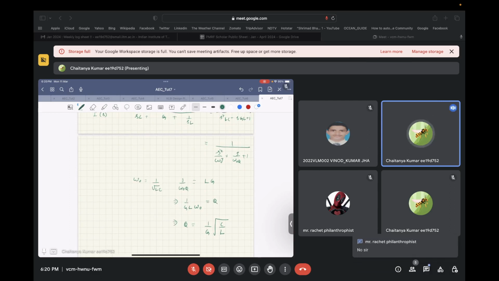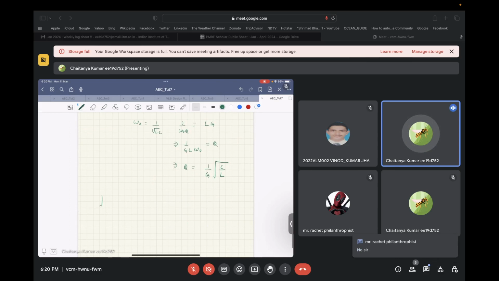So to summarize, we have a current source that pumps current into a parallel RLC network. In this case, we are representing the resistor by its admittance, that is G, and the capacitance C, and the inductance of value L.